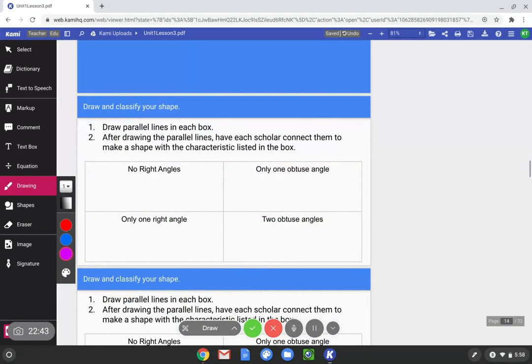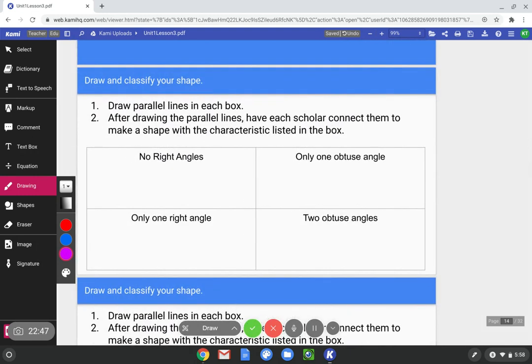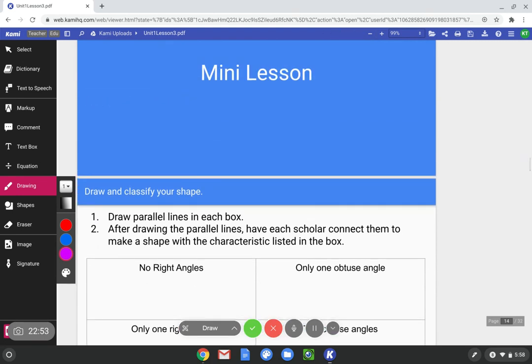Mini lesson. The purpose of this is to show you that trapezoids come in many forms. There is not one right way for a trapezoid to look. I had several scholars that said a trapezoid had to look like this and this only. That is incorrect. Trapezoids can come in many forms, and we are going to look at that.